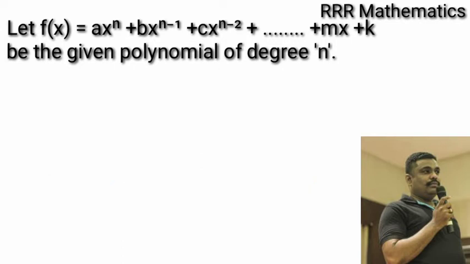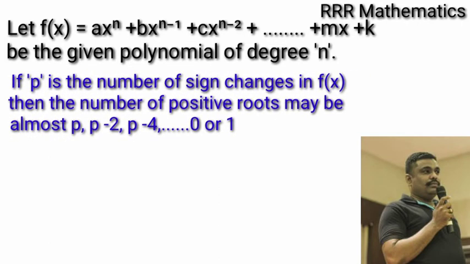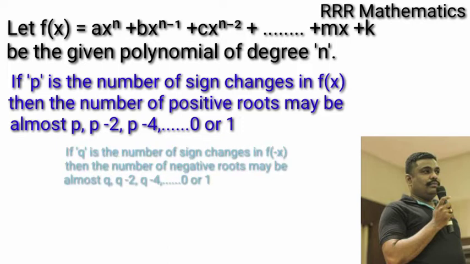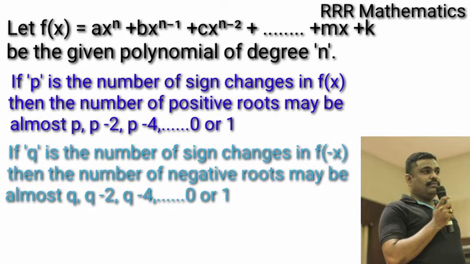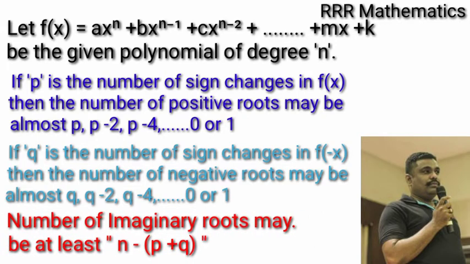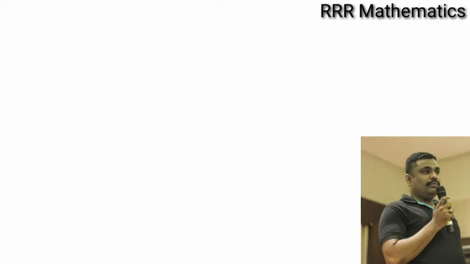Simply, Descartes' rule explains, if p is the number of sign changes in f of x, then the number of positive roots may be at most p or p minus 2, p minus 4, etc., down to 0 or 1 respectively. If q is the number of sign changes in f of minus x, negative roots may be at most q or q minus 2 or q minus 4, etc., down to 0 or 1 respectively. Is it clear? Now the number of imaginary roots may be calculated by n minus (p plus q) at least, where n is the degree of the polynomial, and p and q are the utmost values of the positive and negative roots respectively. Now we will see an example.